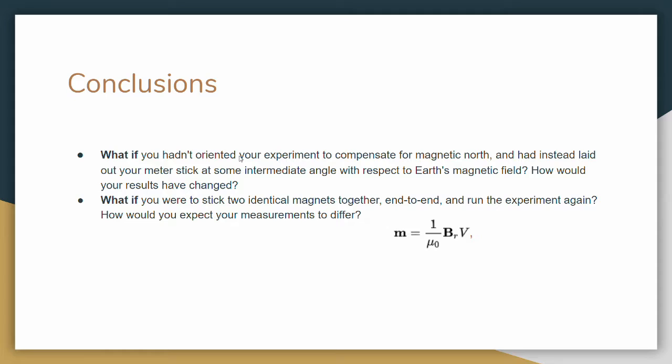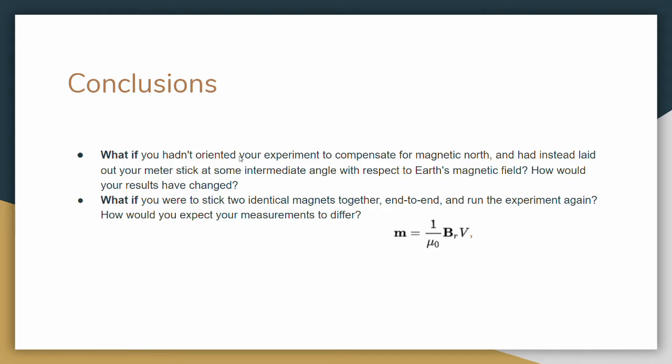Okay, so for our conclusions, what if I didn't align with magnetic north? In this case, it's similar to homework problems we've done before, where the net magnetic field would be some sort of vector sum between the bar magnet and the magnetic field of the Earth. Whether it's greater or less, we don't know unless we know the exact angle it is with respect to the Earth, but it would definitely impact our overall results, either being more or less than what we've gotten in this lab.